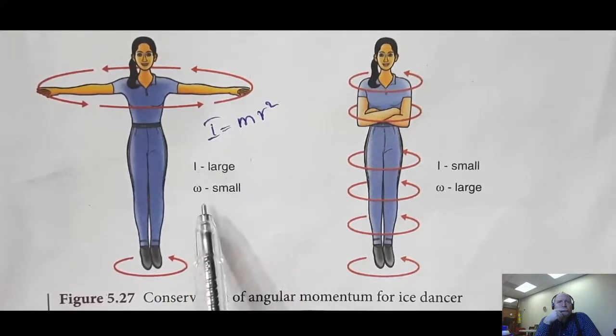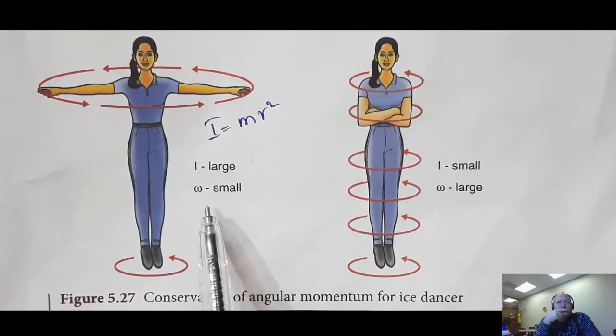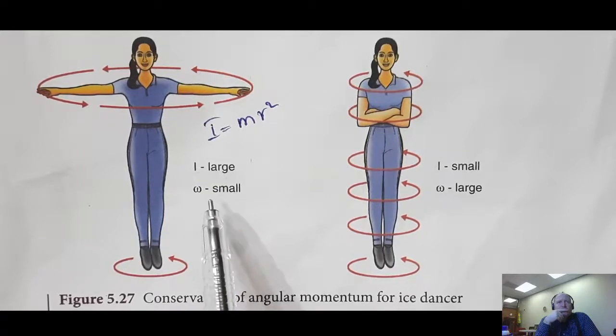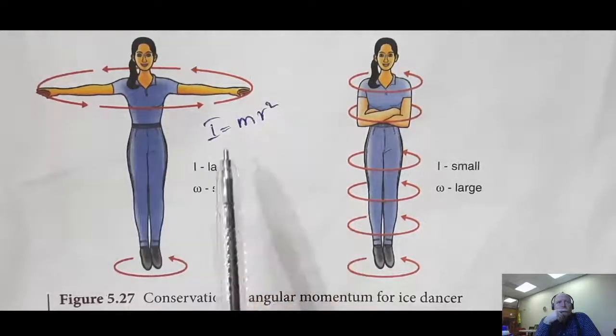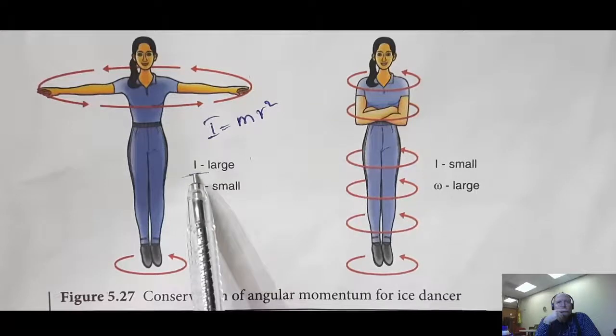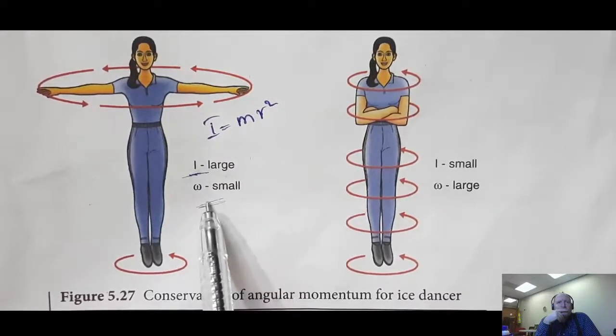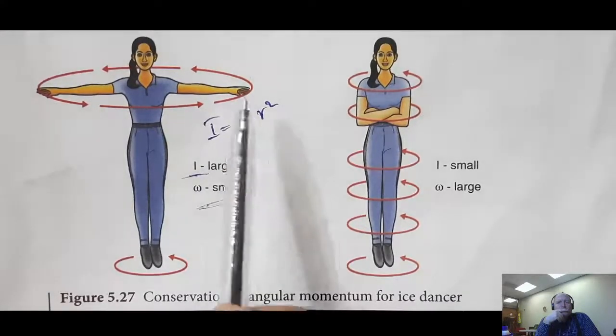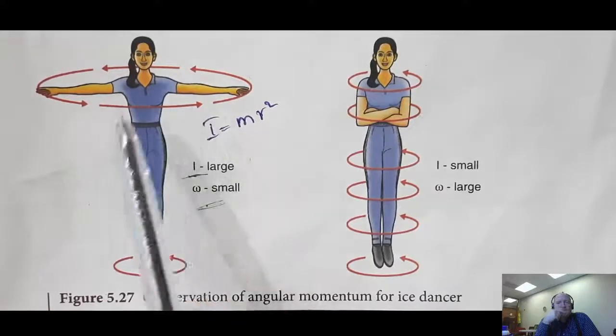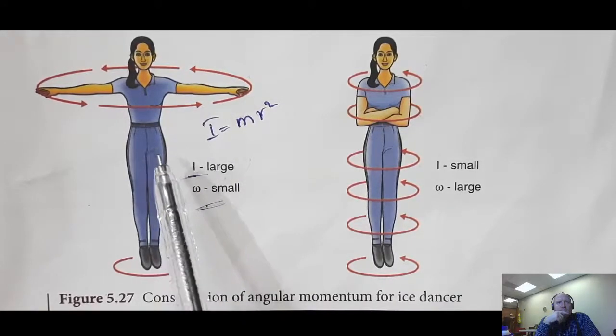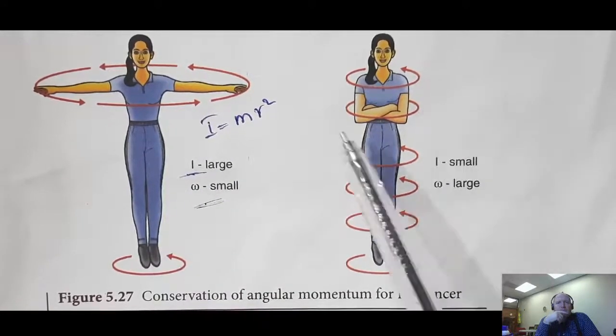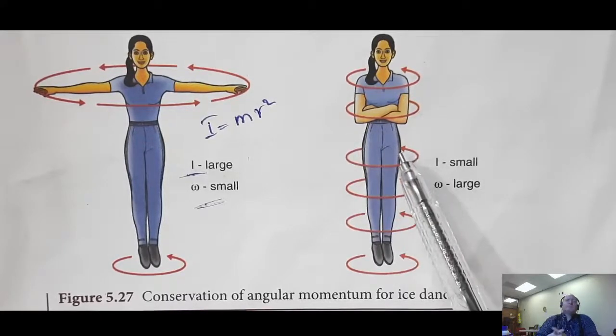Automatically, the spins slow. That is, the girl spins slower. That is, the angular velocity becomes small. Understand? So, stretching of hands away from the body increases the moment of inertia. Thus, angular velocity decreases. So, the spin will be slower. On the other hand, when the hands are brought close to the body.